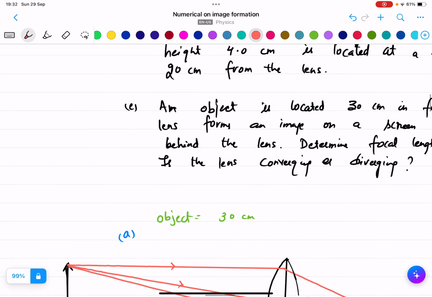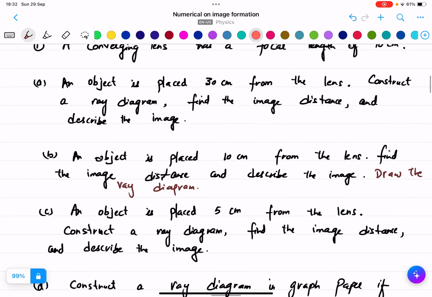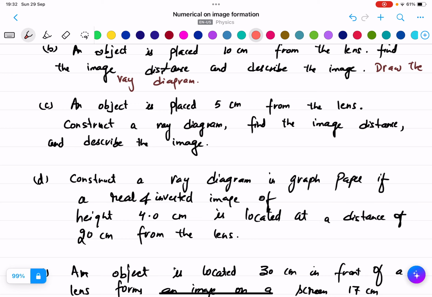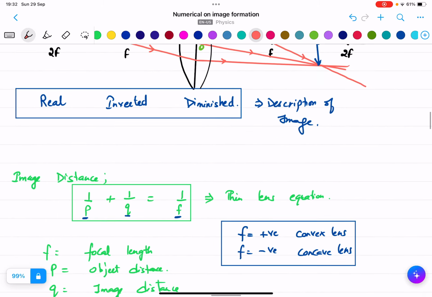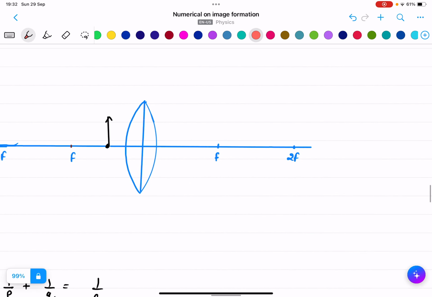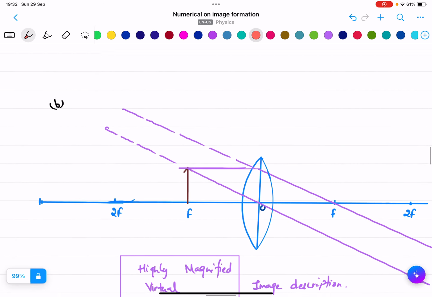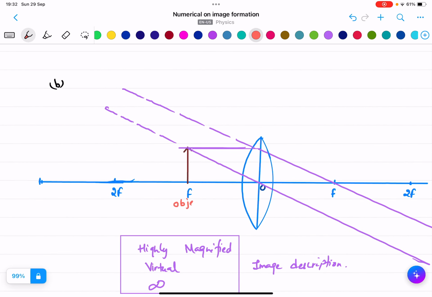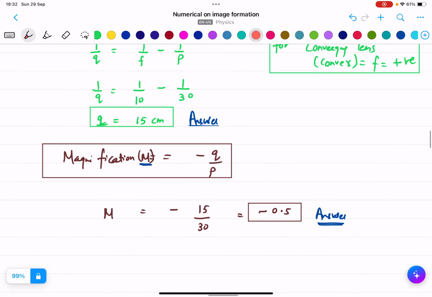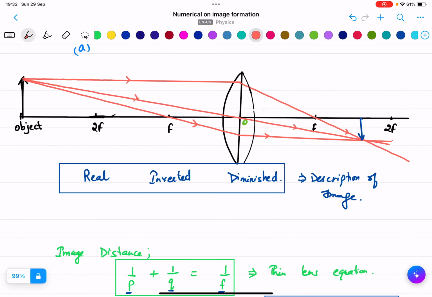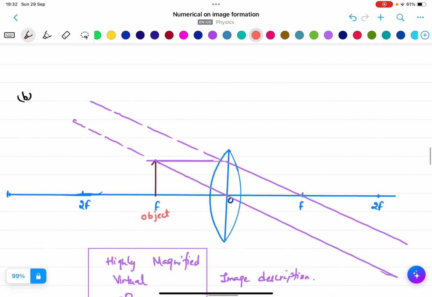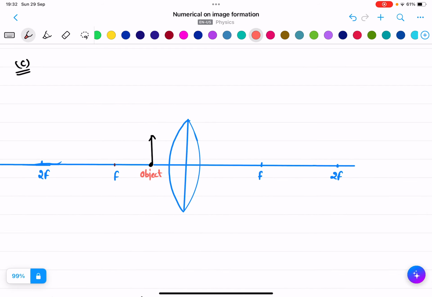Now consider the C part. Let's see what the C part is. An object is placed 5 centimeter from the lens. Construct a ray diagram, find the image distance and describe the image. Same question, but the difference is now the object is at 5 centimeter. This is my object here. Always remember to mention what your object is. In part A also, I forgot to mention, this is your object and this is your image. Please mention object and image in the ray diagram.